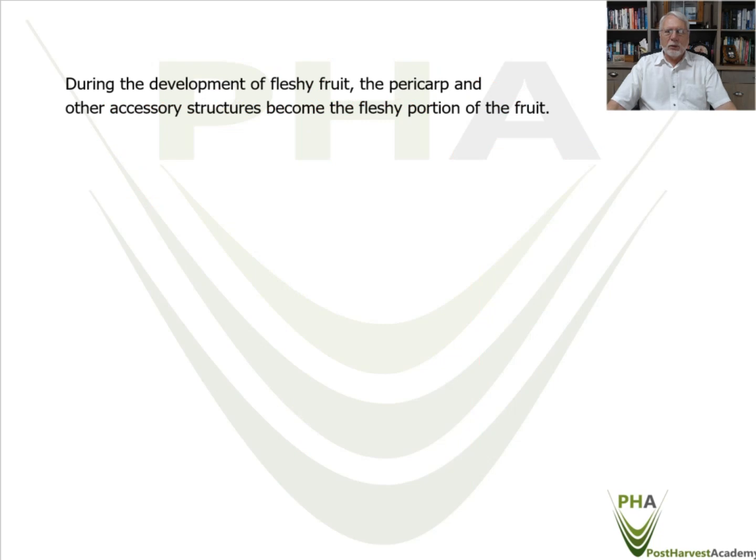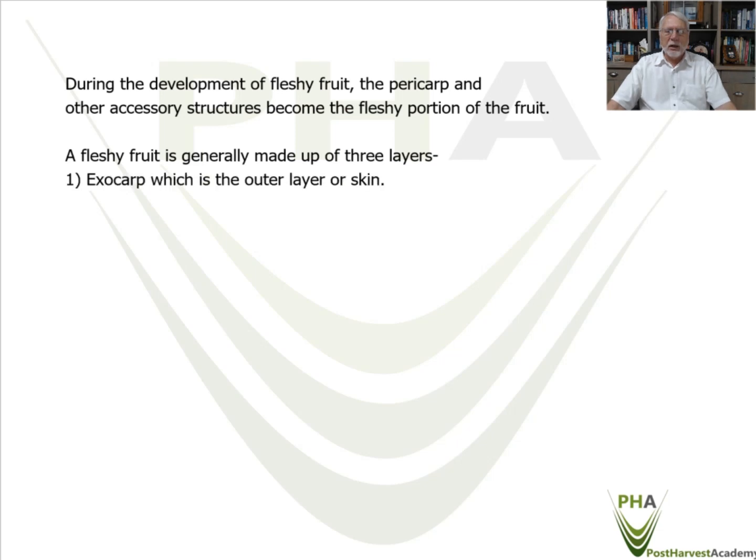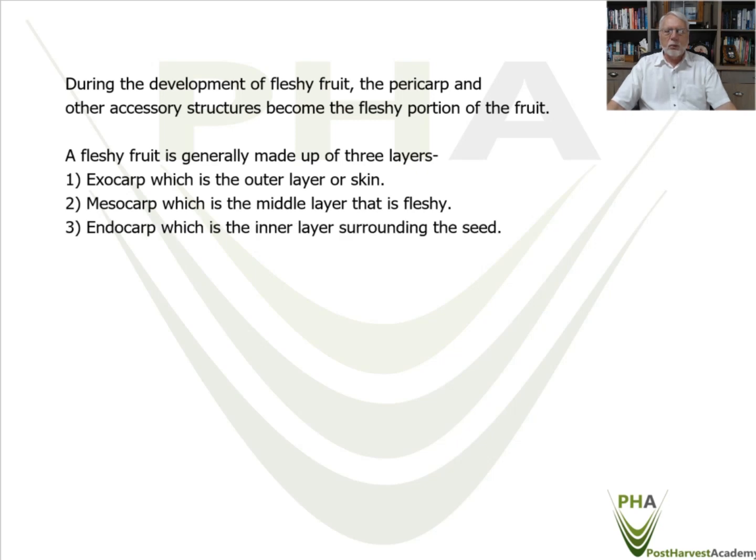During the development of fleshy fruit, the pericarp and other associated structures become the fleshy portion of the fruit. A fleshy fruit is generally made up of 3 layers: the exocarp, which is the outer layer or skin, the mesocarp, which is the middle layer that is fleshy, and the endocarp, which is the inner layer that surrounds the seed.